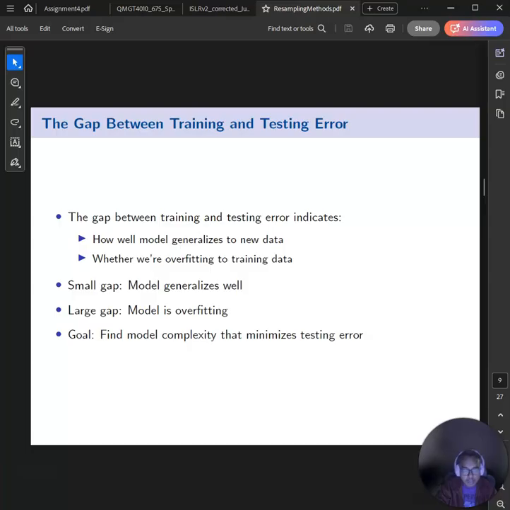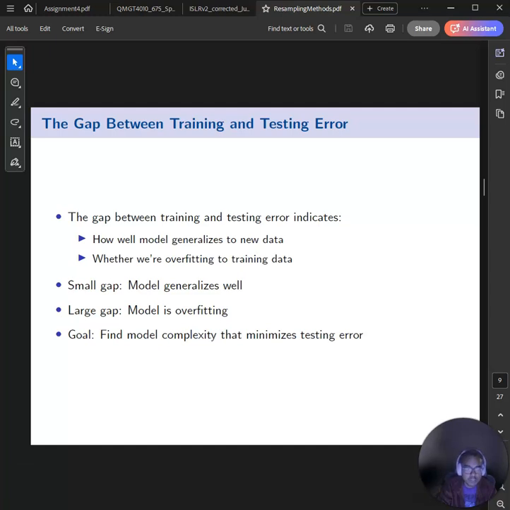A large gap indicates overfitting. A model performs much better on the training data than on the testing data. That means we have created a model that is too complex, and it's one that is picking up random fluctuations in the training data that doesn't represent real-world patterns. Our ultimate goal is to find the model complexity that minimizes testing error.